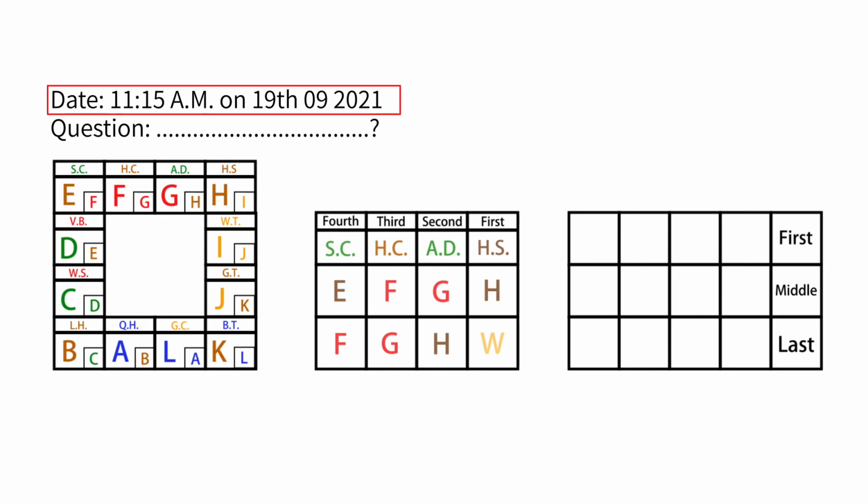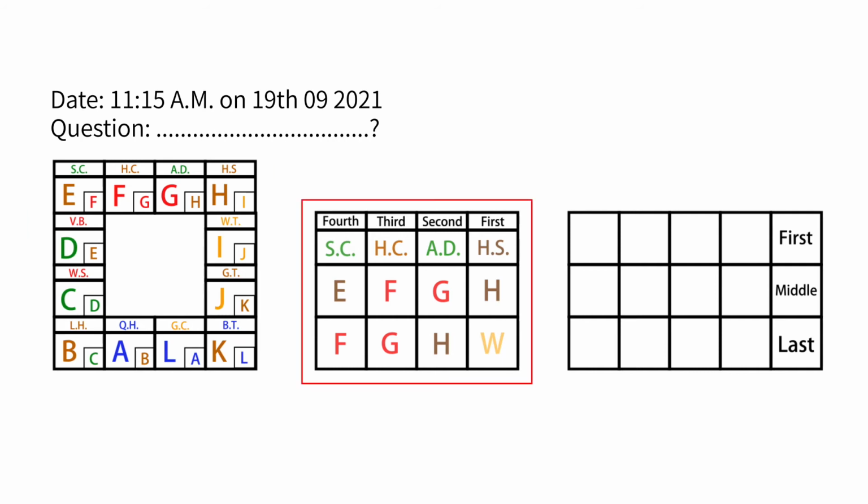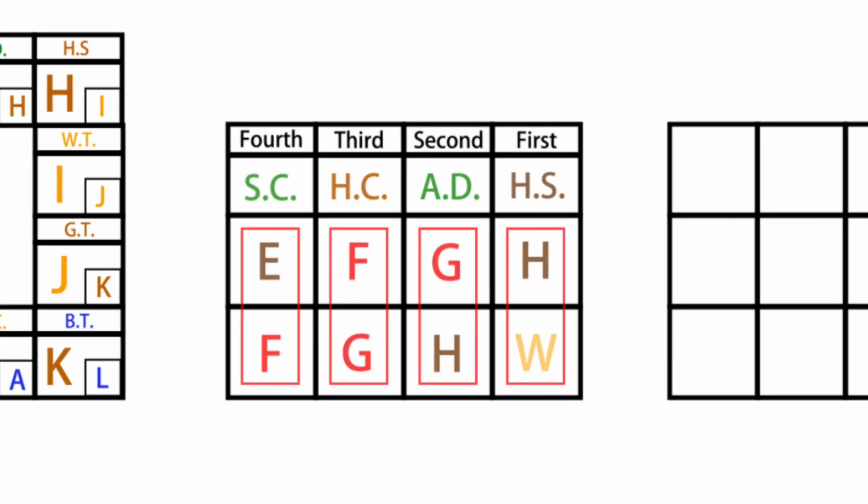This is the time when the question was raised. This is the question we want to ask. This is the heaven plate and the earth plate. These are the four lessons. We first regard the four lessons as four groups, and then observe whether there is a restriction relationship between the upper symbols and the lower symbols of each lesson.